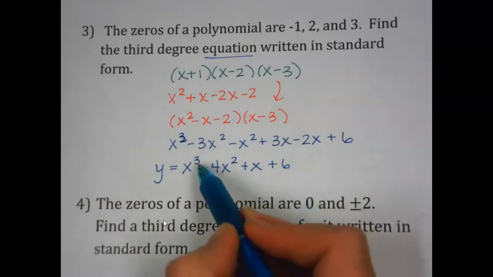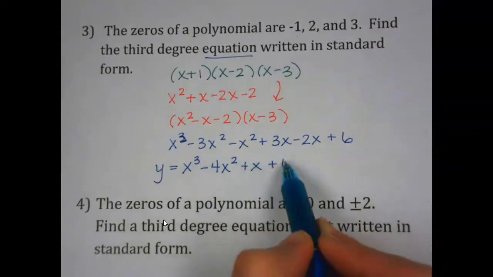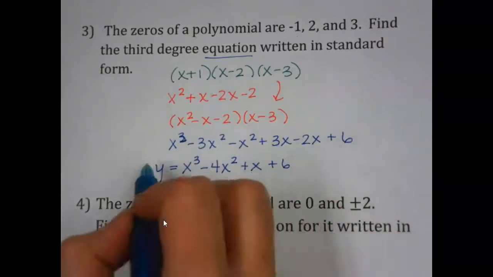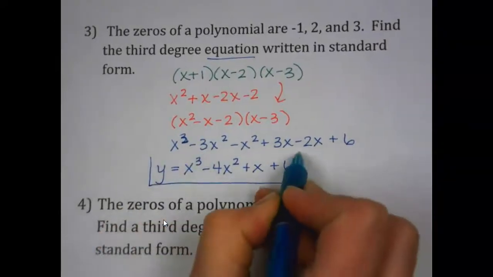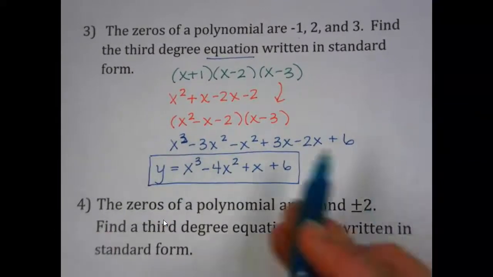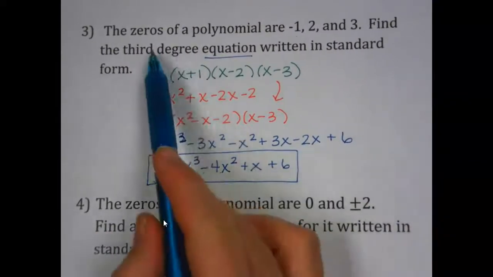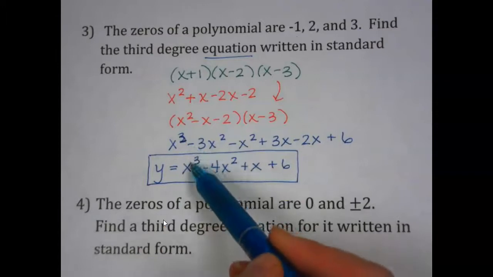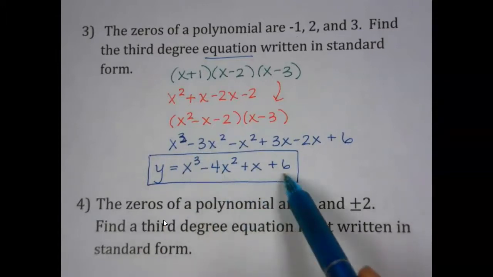Remember, standard form means that your degrees are decreasing from left to right, with your largest one in the front there. We wrote a third degree polynomial, so third degree equation means that your biggest degree is 3, and then it's in standard form.